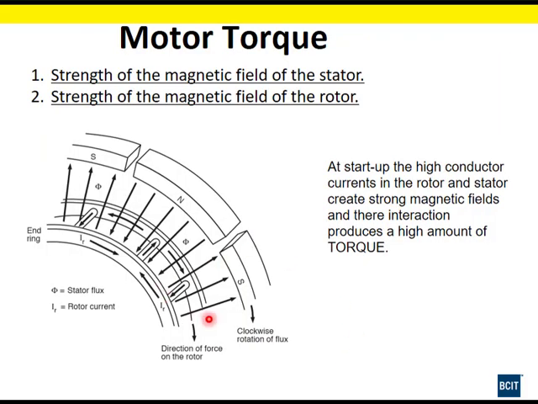We had a look at this picture in one of the previous videos, showing the rotor force going in a clockwise direction and how it interacts with the rotating flux field of the stator. So at startup, that high inrush current and that high current going through the rotor bars, because of the high induced voltage, is going to have a significant effect on the strength of the magnetic field of the stator and the strength of the magnetic field of the rotor. So at startup, the conductor currents in the rotor and the stator create strong magnetic fields, and the interaction of those magnetic fields produces a high amount of startup torque.